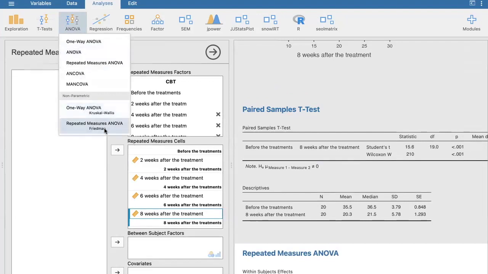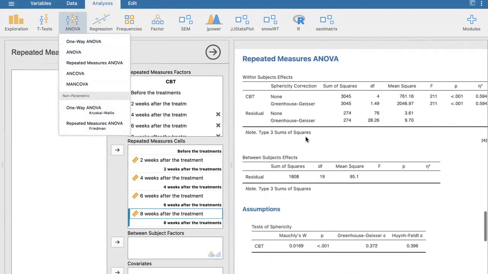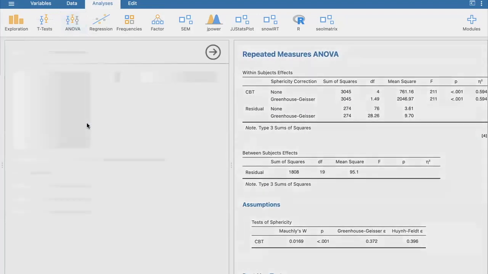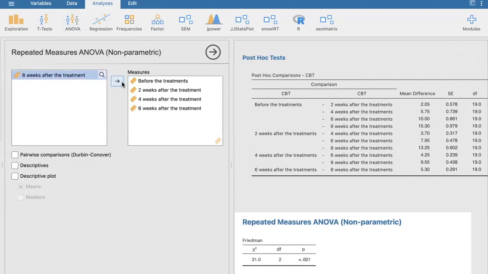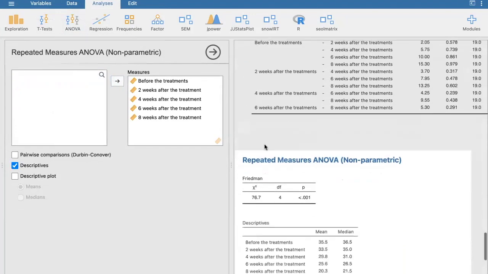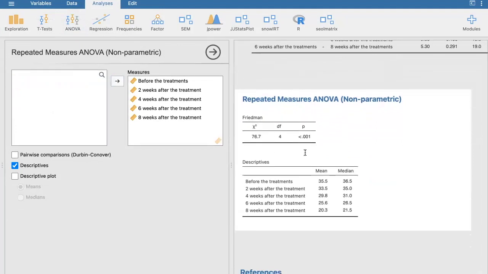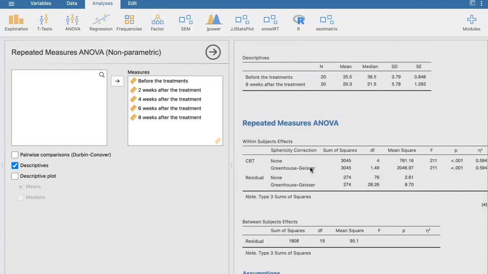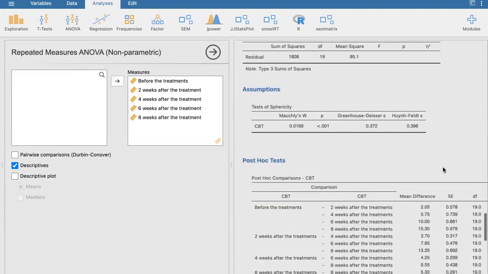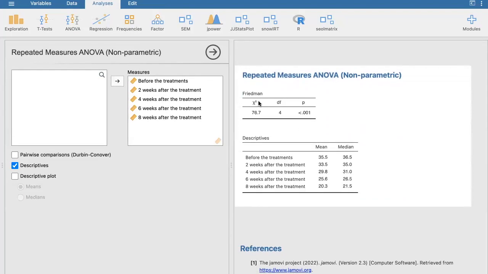So you have a non-parametric version as well, that is Friedman. So I'm going to just run the Friedman here as well. Once again, I'm going to put all of this to the right side, and I'm going to go for descriptives, like we did in the previous one as well. Now, the previous one was a parametric one, but we did a small correction. Here we did the sphericity correction, and then based on that, we interpreted our results. But here we can do the Friedman test, and using the Friedman test, we can once again interpret our findings.